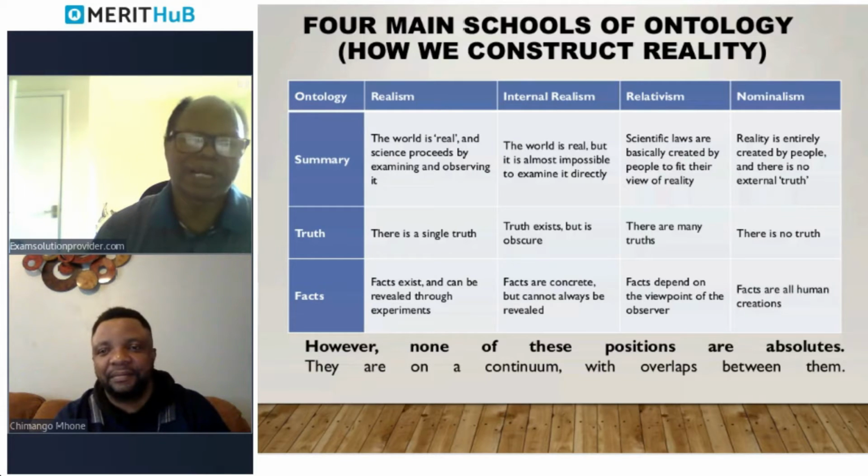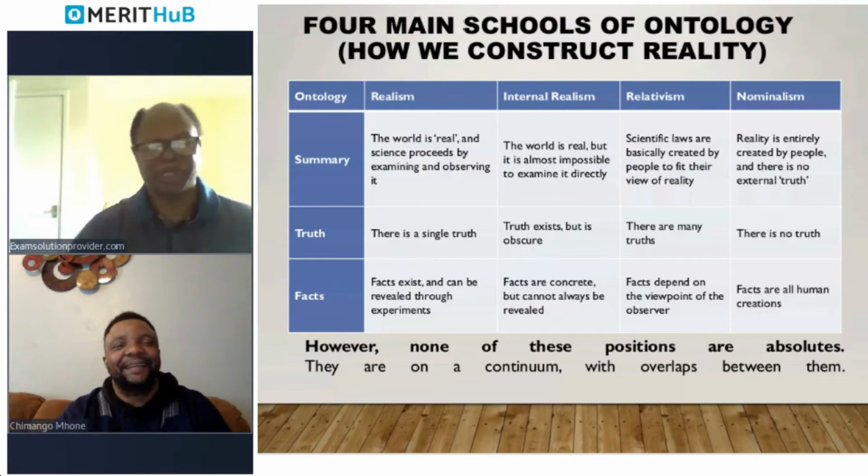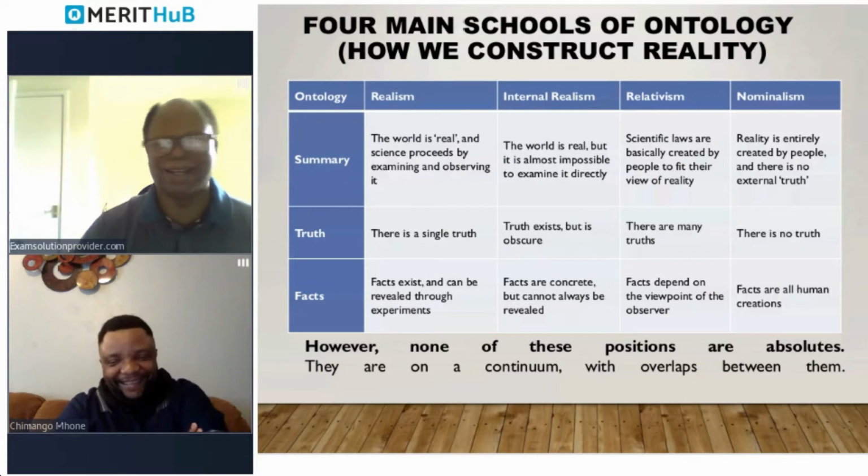Relativism is the scientific laws are basically created by people to fit their view of reality. So you can see we distort them. Now that's where you find the chemists and the physicists differ. So the physicists, they believe that the things are already there. We are discovering them. We are not creating anything new at all. Everything was already created. But what we are trying to do is to investigate so that we can discover them. So if we say, "I found a new thing," no, it's not a new thing. It was there already.